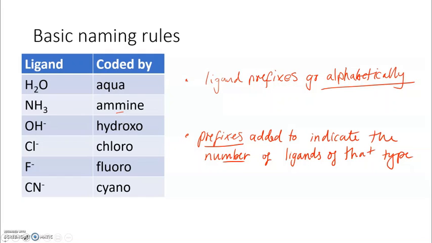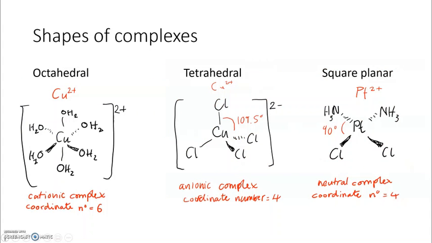Okay, so we'll have a look at how these rules play out. So let's go back to our examples here. For this first one, we've got 6 water ligands, so we would have hexaaqua. Note here we do have 2 A's in a row, 1 A from the hexa and 1 A from the aqua. And then this is going to be copper, because we've got copper in the middle, 2, because it's copper in the 2+ oxidation state. So hexaaquacopper(II) complex.